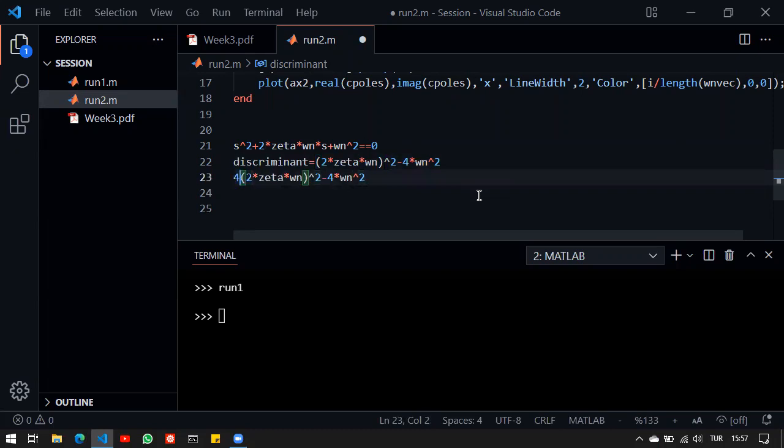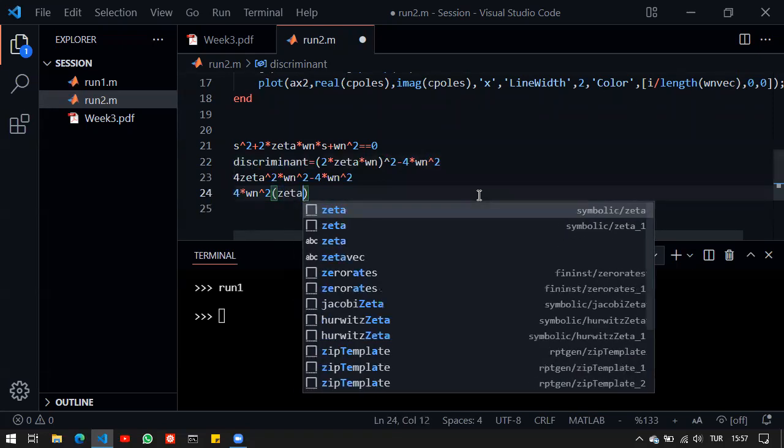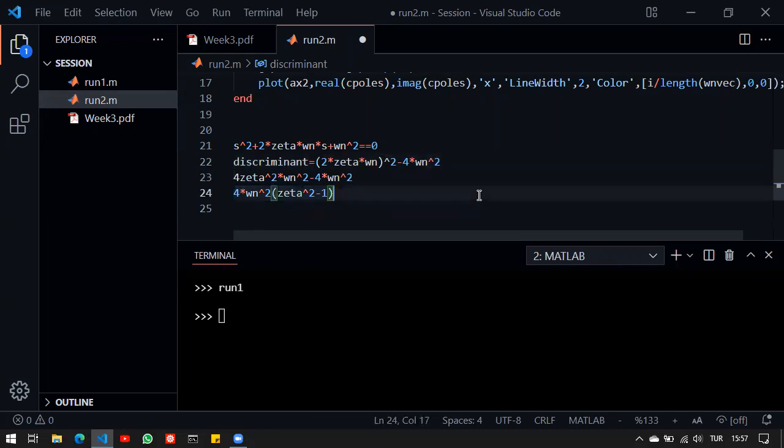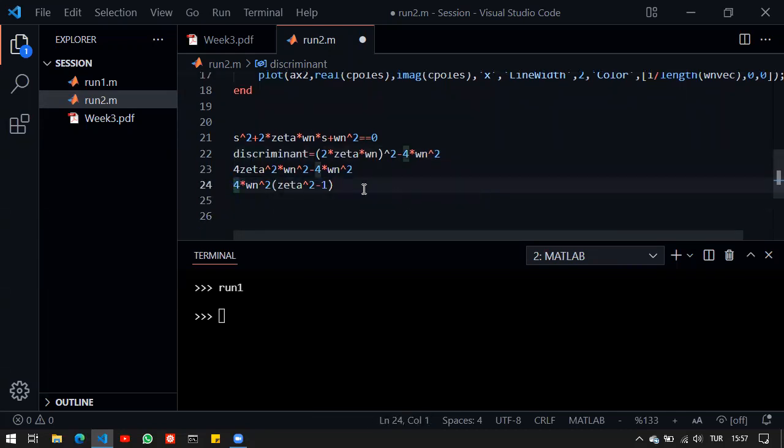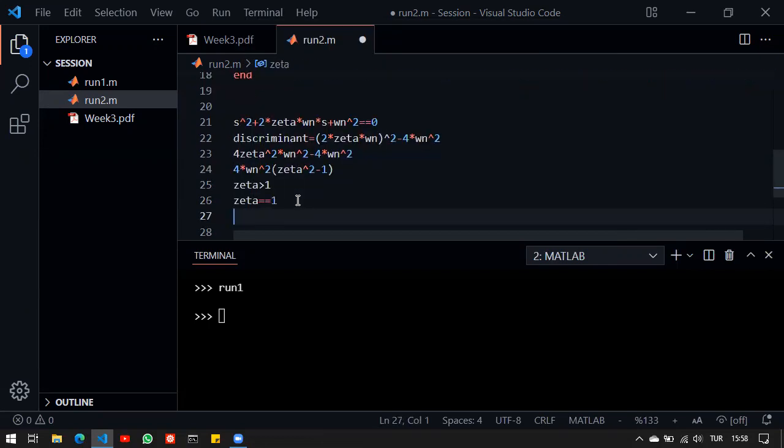So this is basically 4 times zeta squared omega n squared minus 4 omega n squared. Of course, we have some common terms here. So 4 times omega n squared, and then in parentheses zeta squared minus 1. So from this point, what we can see is the following: 4 times omega n squared will always be positive because we have a square. But zeta squared minus 1 will determine if it's a positive value, if it's 0, or if it's negative. And zeta itself, if it's, for example, greater than 1, if it's exactly equal to 1, or if it's less than 1.